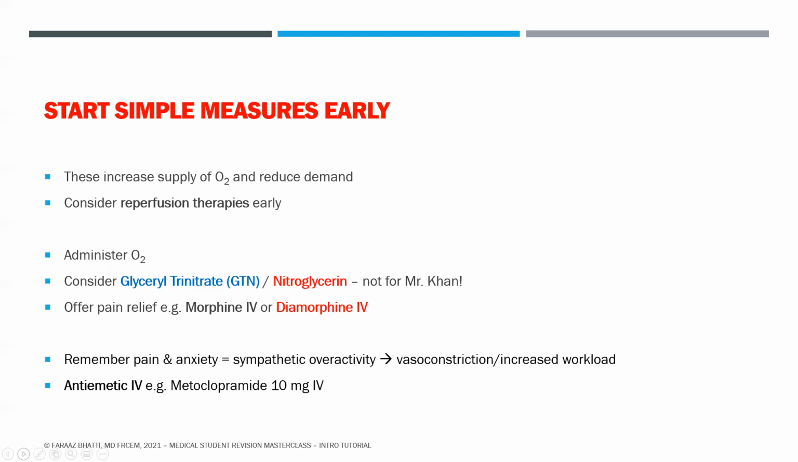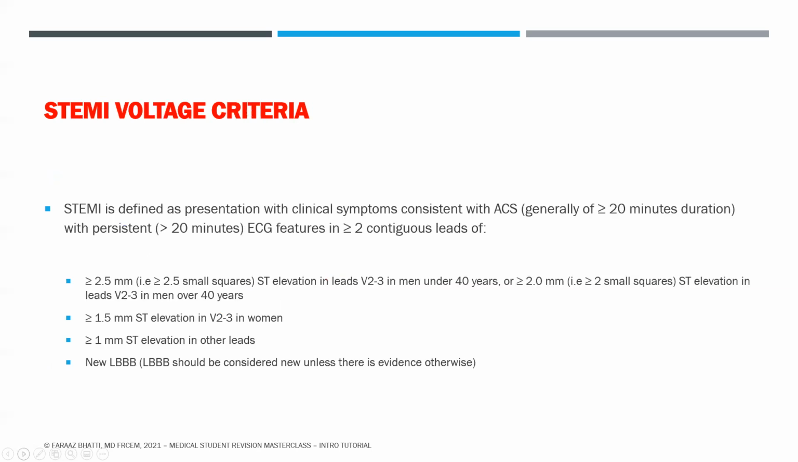Offer pain relief, for example, morphine or diamorphine intravenously, and also give an antiemetic with that, which is metoclopramide, for example, 10 milligrams IV. You want to treat the pain and anxiety, as I mentioned.